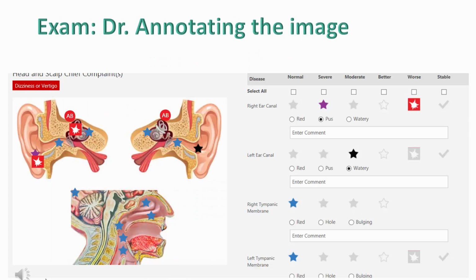Doctor annotates examination findings on the same image. It is fast and easy to do this, and the resulting picture is easy to review. It does not take much time to learn. Very minimal typing is involved. Each symptom or chief complaint will have one image.